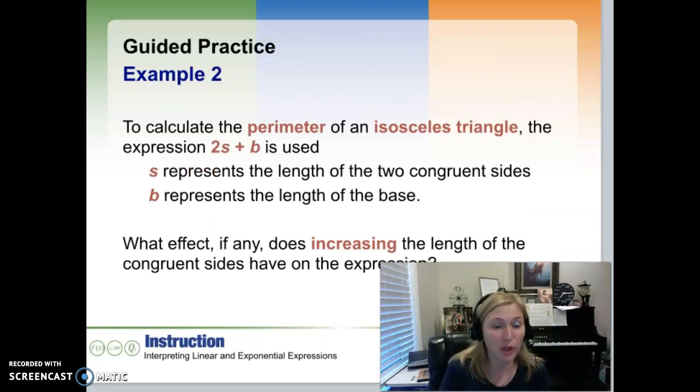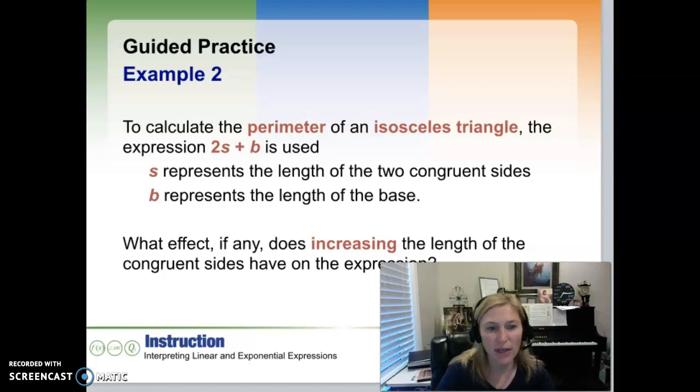flip your pages over really quick. Last one. Oh, you're doing so good. We're almost done. Okay, this is on page 18. And it says to calculate the perimeter. So remember, the perimeter is walking the edges of an isosceles triangle. So a triangle with 2 equal sides.